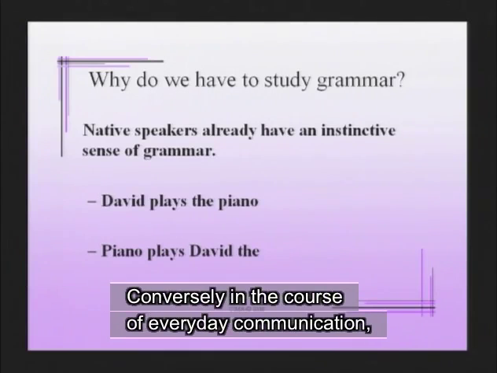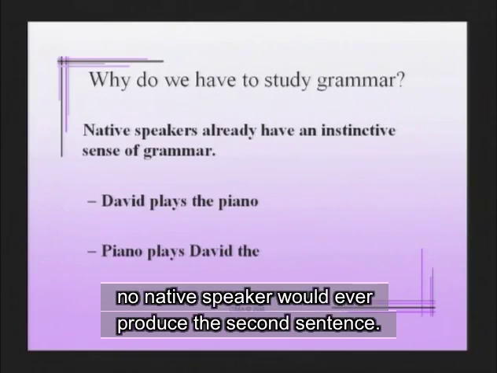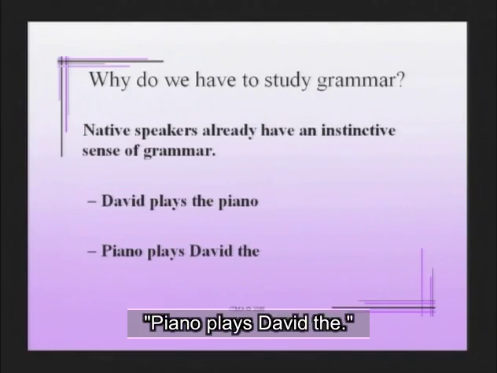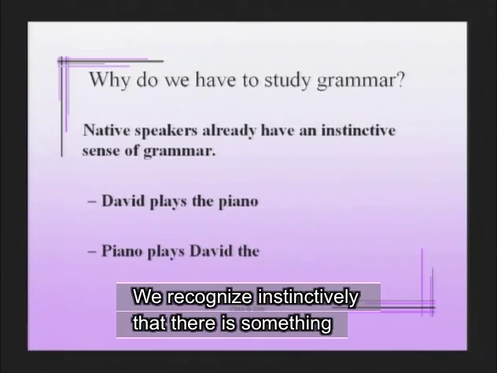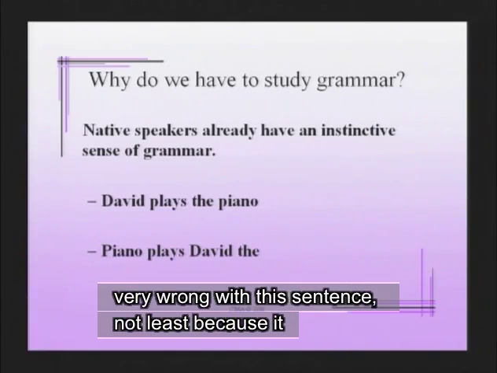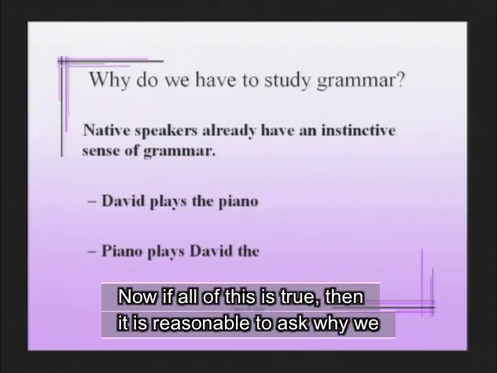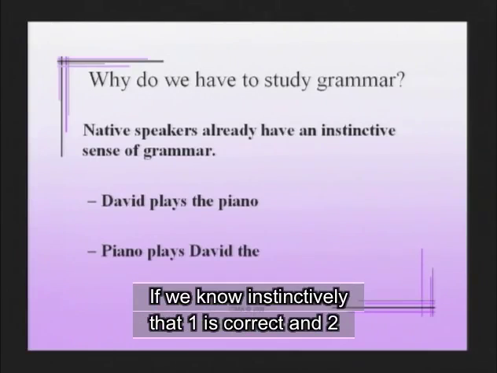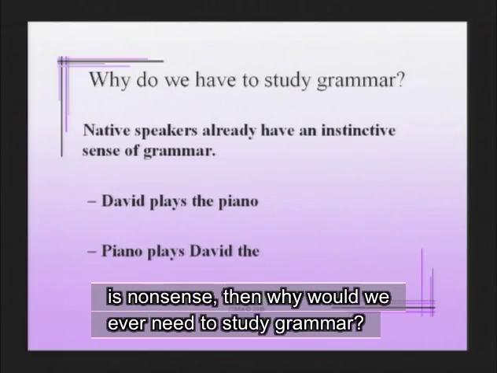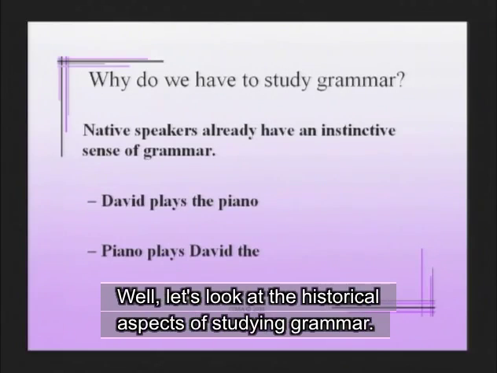Conversely, in the course of everyday communication, no native speaker would ever produce the second sentence, piano plays David the. We recognize instinctively that there is something very wrong with this sentence, not least because it doesn't make sense. It is ill-formed and ungrammatical. Now, if all of this is true, then it is reasonable to ask why we need to study grammar at all. If we know instinctively that 1 is correct and 2 is nonsense, then why would we ever need to study grammar? Well, let's look at the historical aspects of studying grammar.